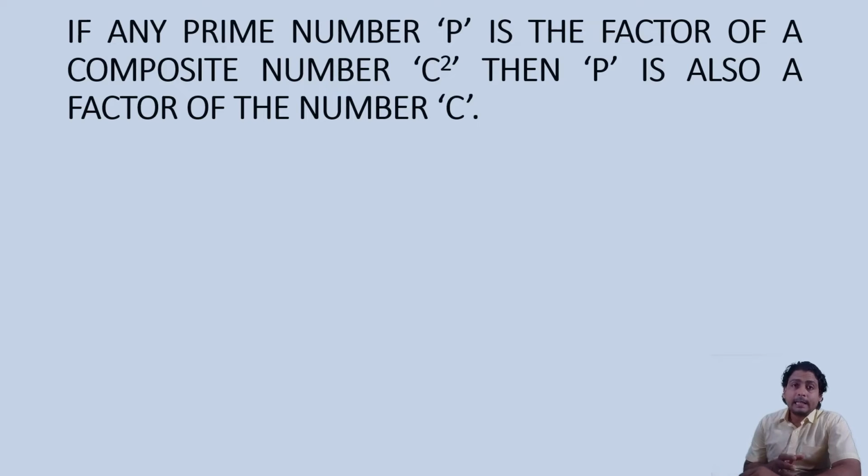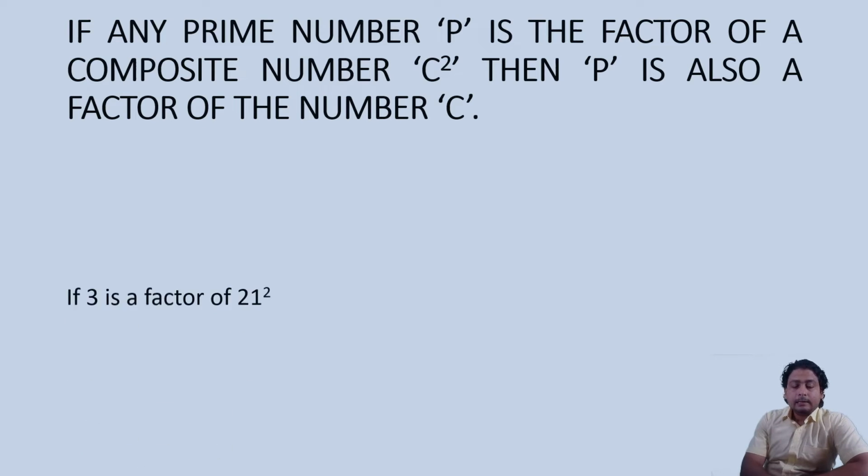Before I start proving that a number is irrational, we are required to learn one theorem. So why don't we start learning the theorem right away? So here it is. As you can see on your screen right now, the theorem says if any prime number p is a factor of a composite number c square, then the number p must be a factor of the number c. Now let us try to understand this theorem with an example.